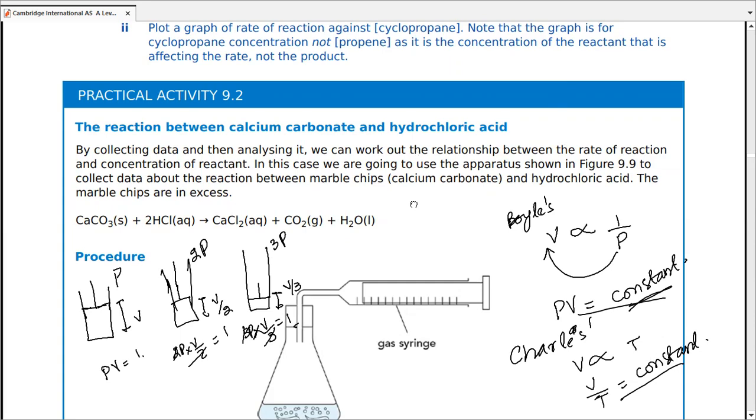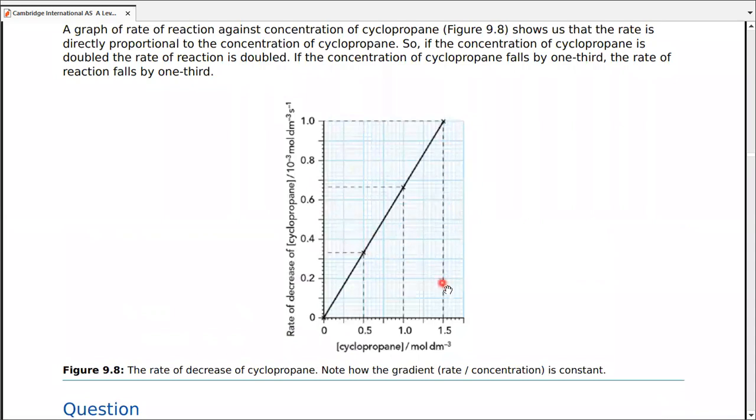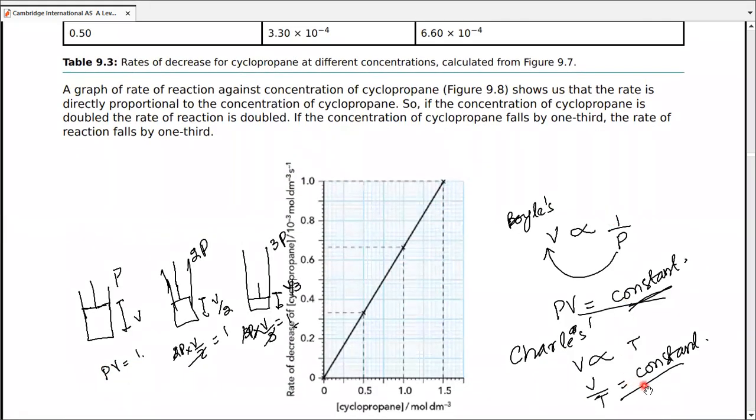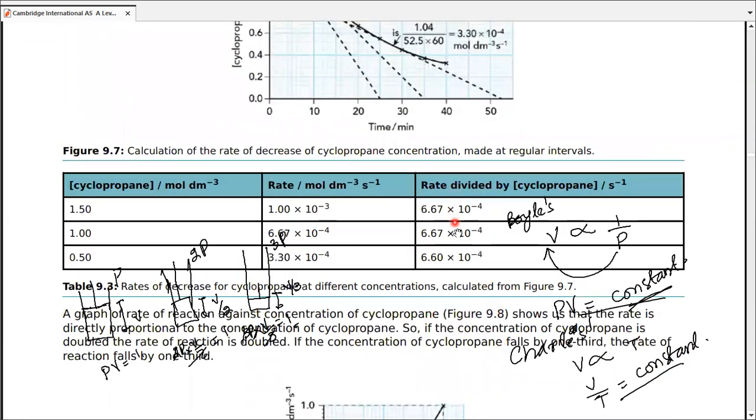Since they directly conform to one another, the concentration in mole per decimeter cube and the rate, that's why we divide them, just like we did back in Charles' law. So since they're directly proportional to one another, as mentioned right here, if the rate of reaction is doubled, concentration is doubled. If the rate of reaction falls by one third, concentration is going to fall by one third. If we divide both the values which are directly proportional to one another, the answers come out to be constant, and these are those constant answers after the division.